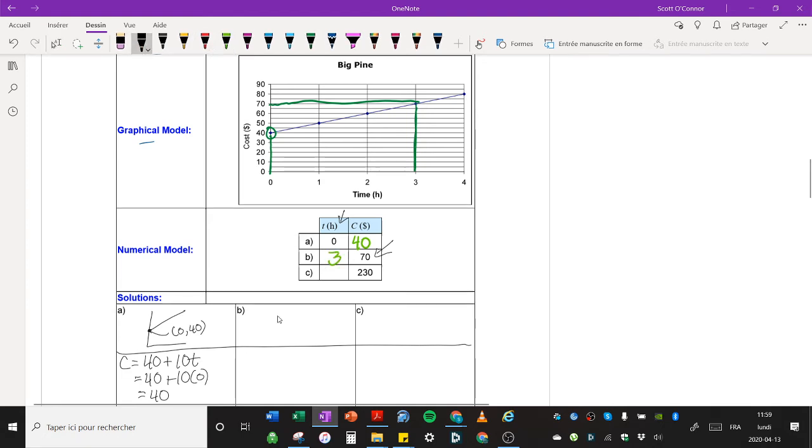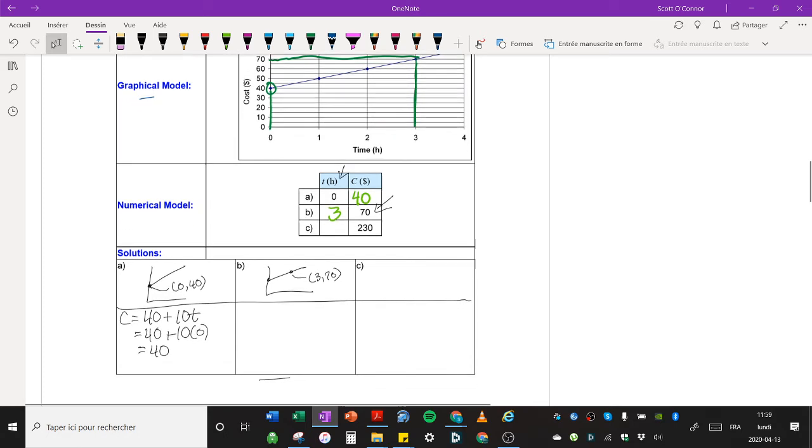And I used a graphical model to do that, so I can just draw a little graph like this, and I can simply point out that this point is 3 and 70. Could I have used an algebraic model? Of course I could. C equals 40 plus 10t. In this case, how much is the value of t? We don't know, we're trying to find out. It gave us c, so we're going to substitute in 70 for c.